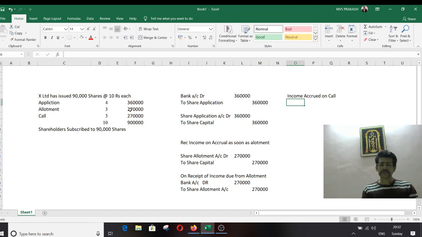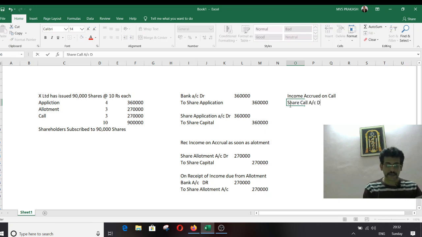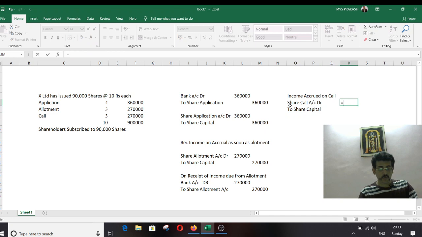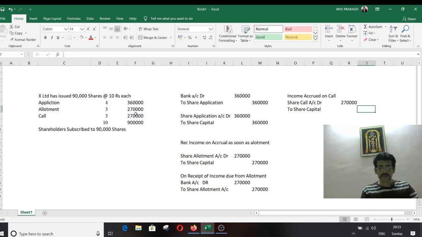Earlier, you had income accrued but not received in the case of share allotment. Now you are having income accrued but not received on call money. So ultimately, what I will do, same case, share call account will be debited. I will debit my share call account. What will I credit? I need to receive this for the purpose of share capital. So I need to credit my share capital. Amounting to 2,70,000.